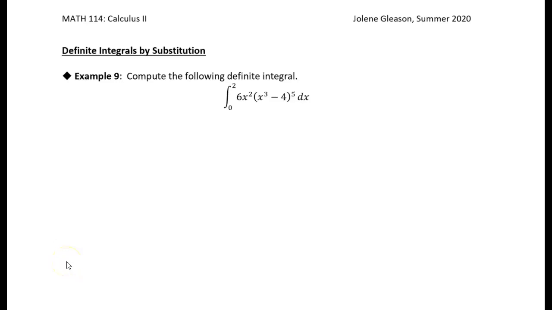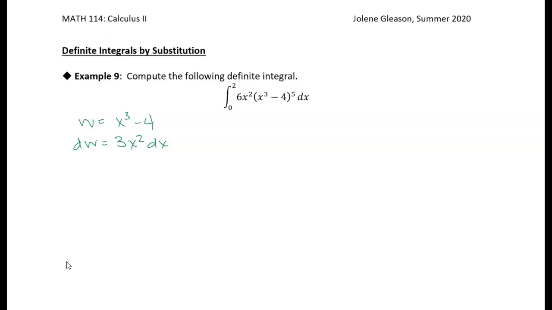Next, let's look at a definite integral involving substitution. So you can see in this one, it would make sense to let w equal x cubed minus 4, right? That's the inside function to this fifth power. And then dw is equal to 3x squared dx.